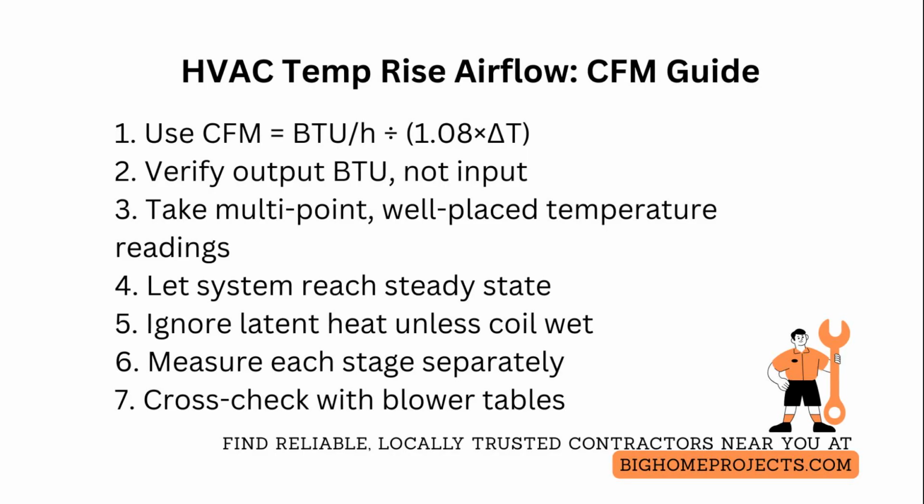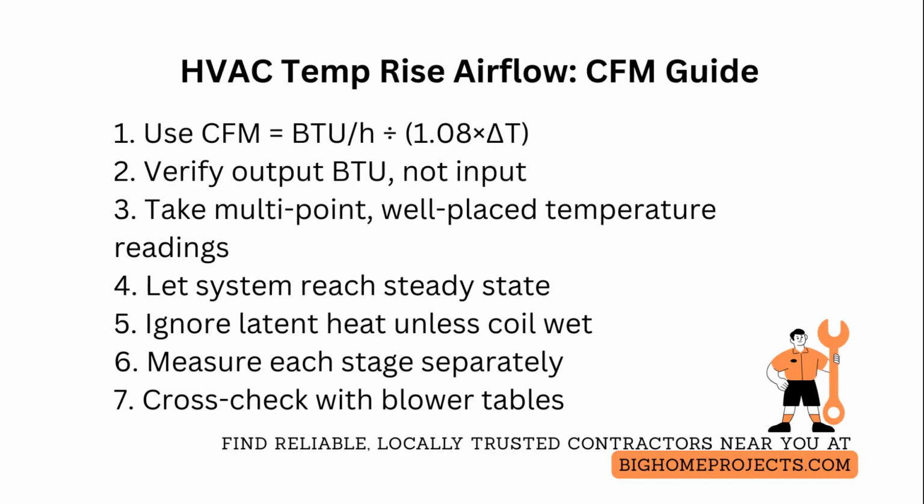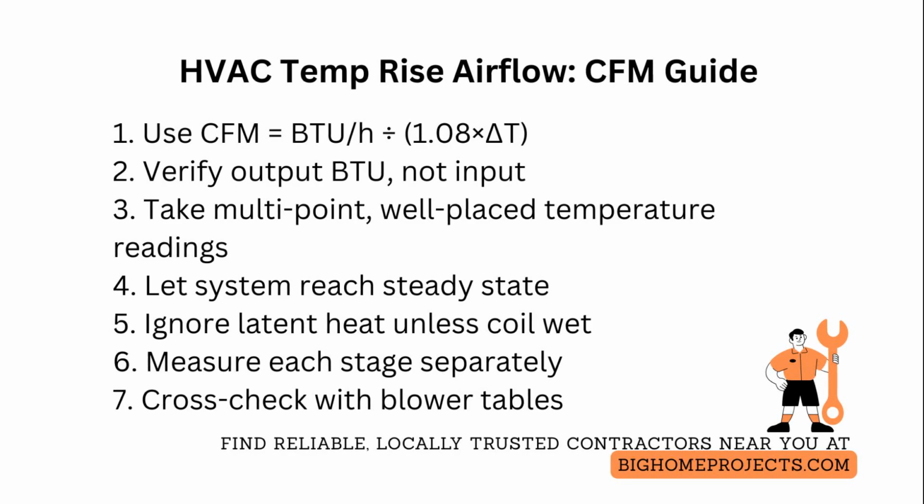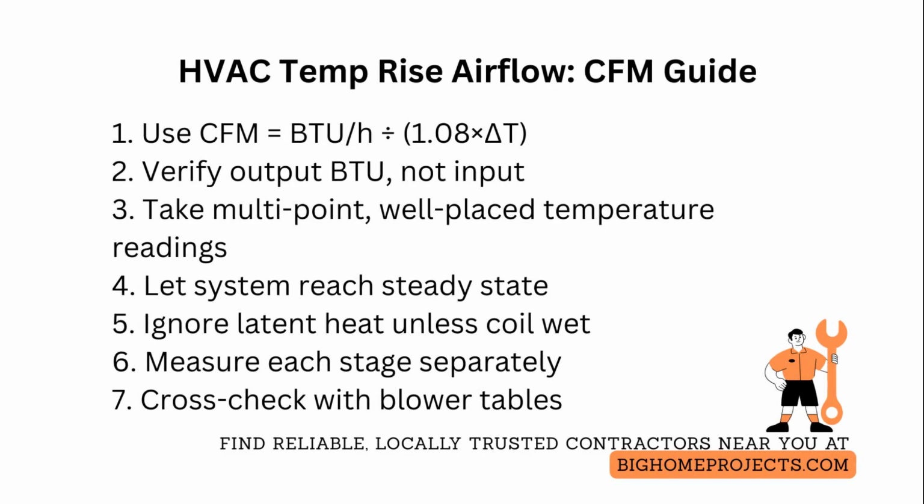Airflow in cubic feet per minute equals furnace output in British thermal units per hour divided by 1.08 times temperature rise in degrees Fahrenheit, written as CFM equals BTUH divided by 1.08 times delta T, where 1.08 is the product of air density, specific heat, and minutes per hour.